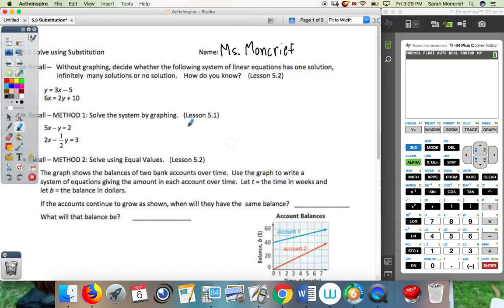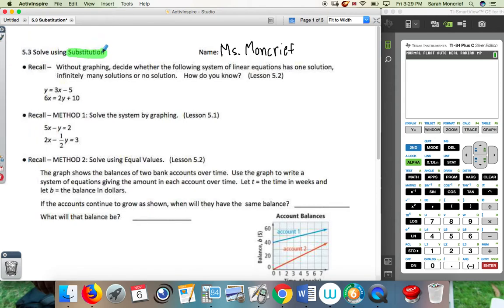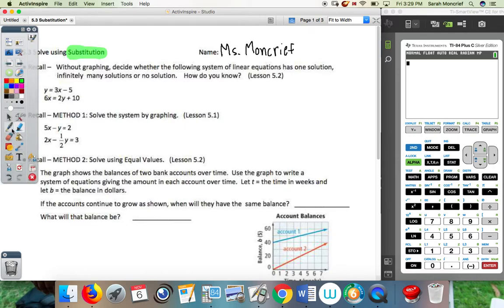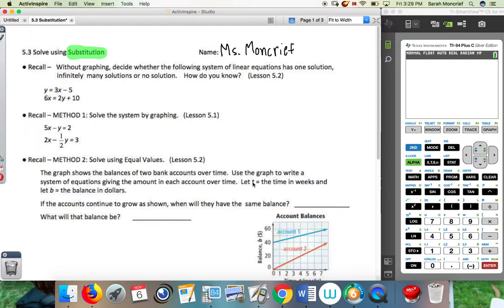And today we are actually learning my favorite. It is the substitution method. But before we get into actually learning the cool stuff about the substitution method, let's go ahead and remember a few things.